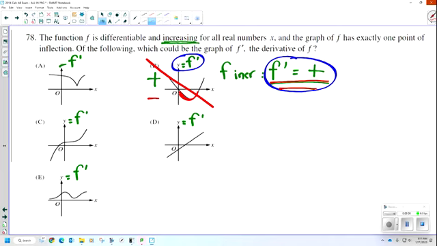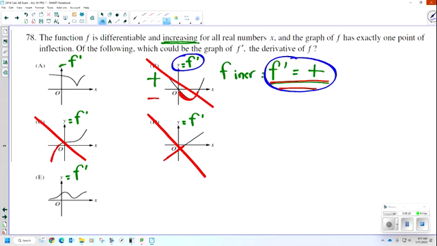Boom, no. Look at choice D. This is below the x-axis. No. Okay, choice C. This is below the x-axis. No. So right now, it's between A and E. Let's read a little bit more of our problem, or interpret it.